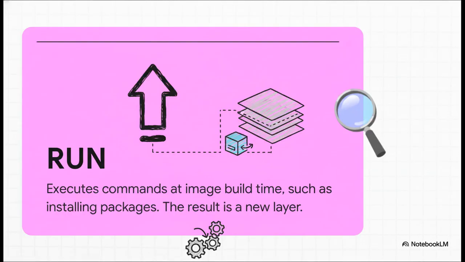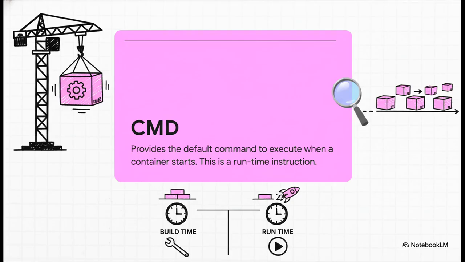Now, RUN is a big one. This is for any command you need to execute while you're building the image. The classic example, and what you see here, is installing dependencies with npm install. This command runs once during the build, and then the result gets baked right into the image as a new layer. And that brings us to CMD.